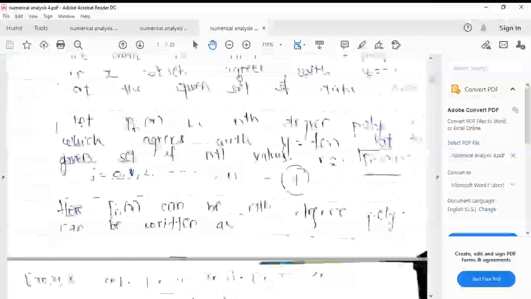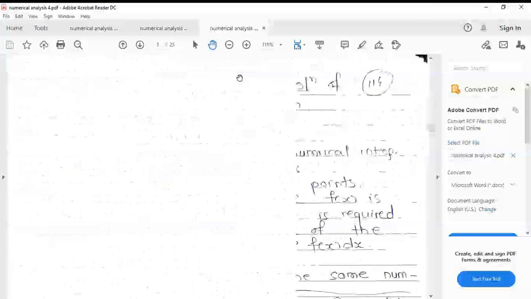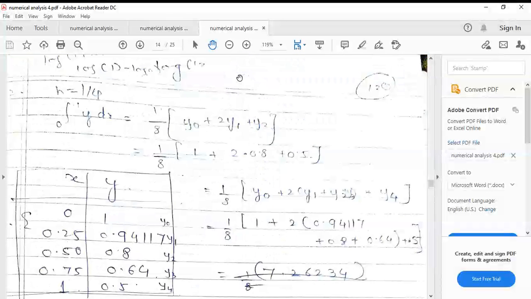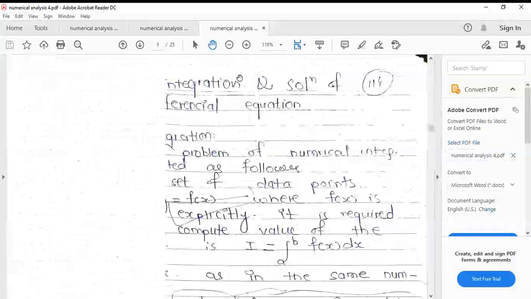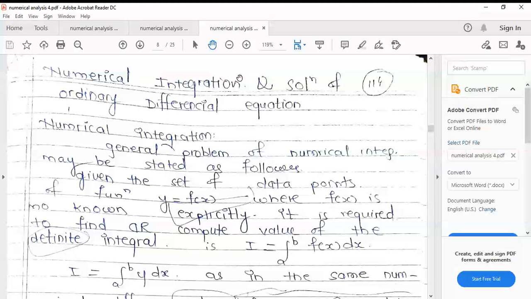Okay. Now let us see what we are going to see in the next chapter, that is our third unit, which is based on numerical integration: the trapezoidal rule, Simpson 1/3 and 3/8 rule, numerical integration, and the solution of ordinary differential equations. In numerical integration, we will see what the trapezoidal rule is, what Simpson 1/3 rule is, what Simpson 3/8 rule is, and in the solution of ordinary differential equations, we will see what Euler's method is, what Euler's modified method is.